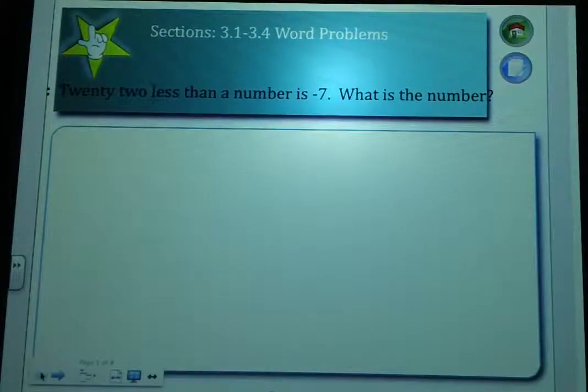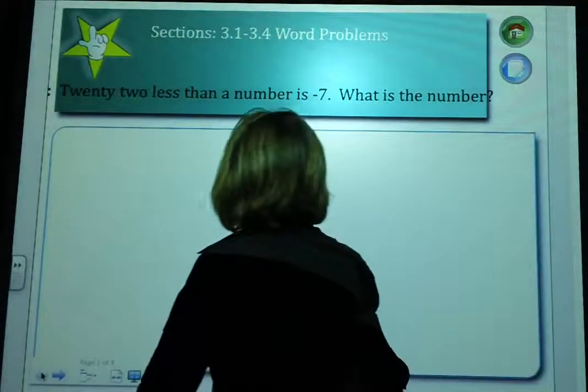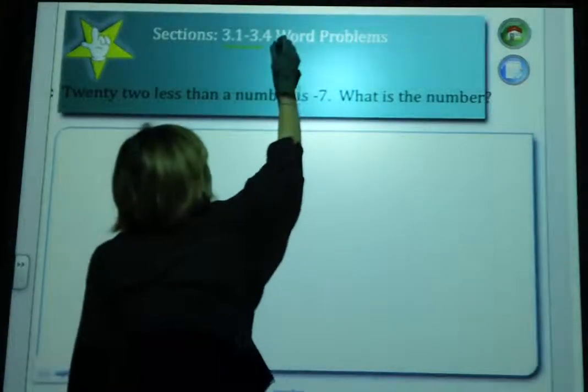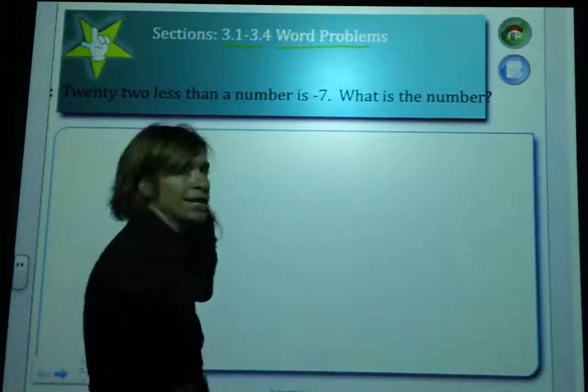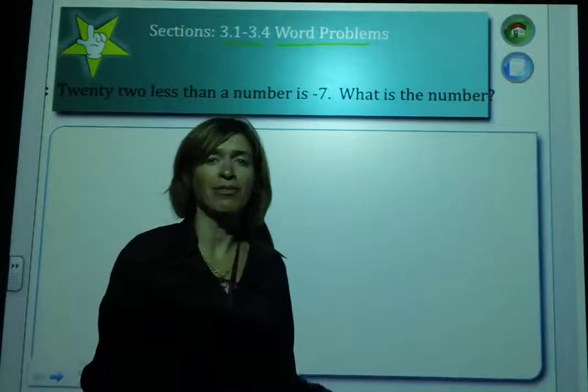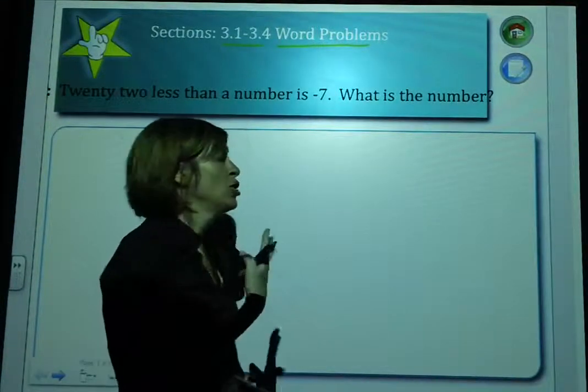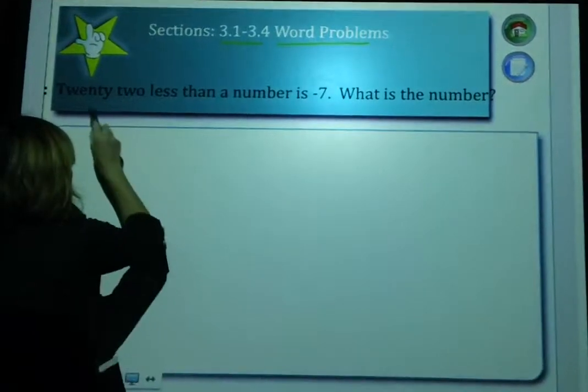Hi everybody, so today's lesson is on sections 3.1 to 3.4, word problems and then solving the word problems. As a reminder, for every word problem, we have to make sure we write a let statement. So let's just look at a basic problem.